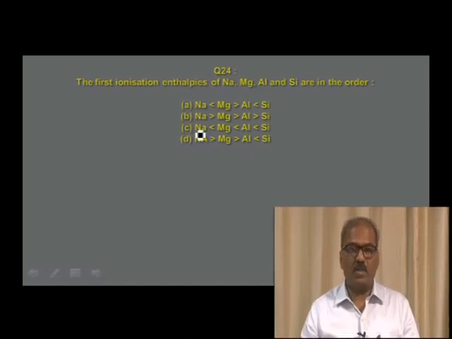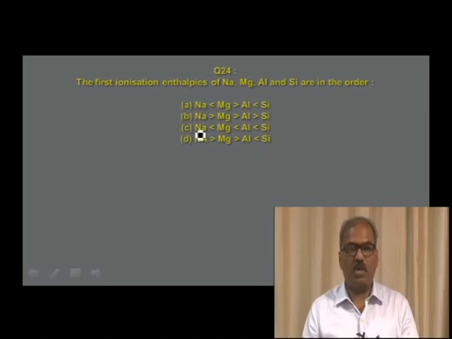We have already discussed ionization enthalpy. The question is based on ionization enthalpy. Option A says Na less than Mg greater than Al less than Si. Option B, Na greater than Mg greater than Al greater than Si. Option C, Na less than Mg less than Al less than Si. Option D, Na greater than Mg greater than Al less than Si.